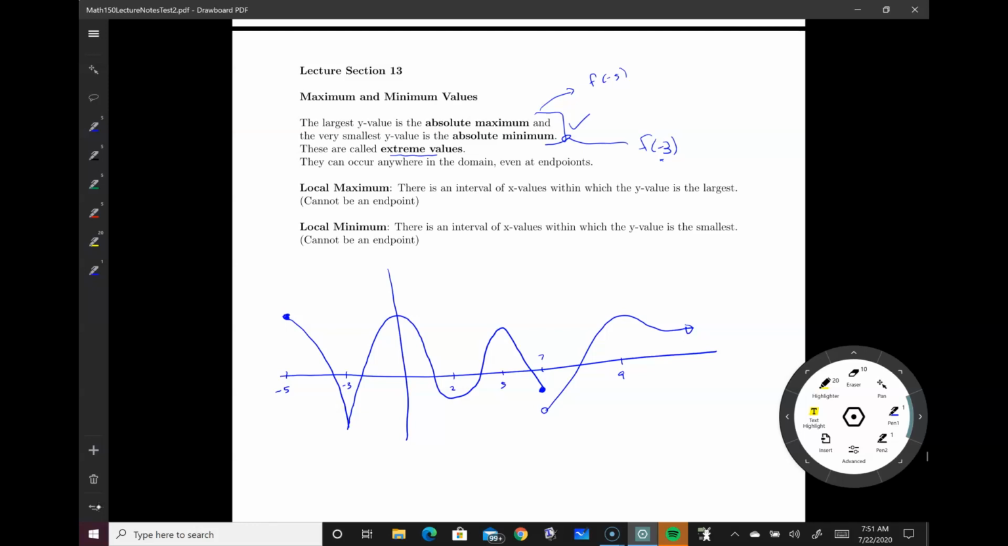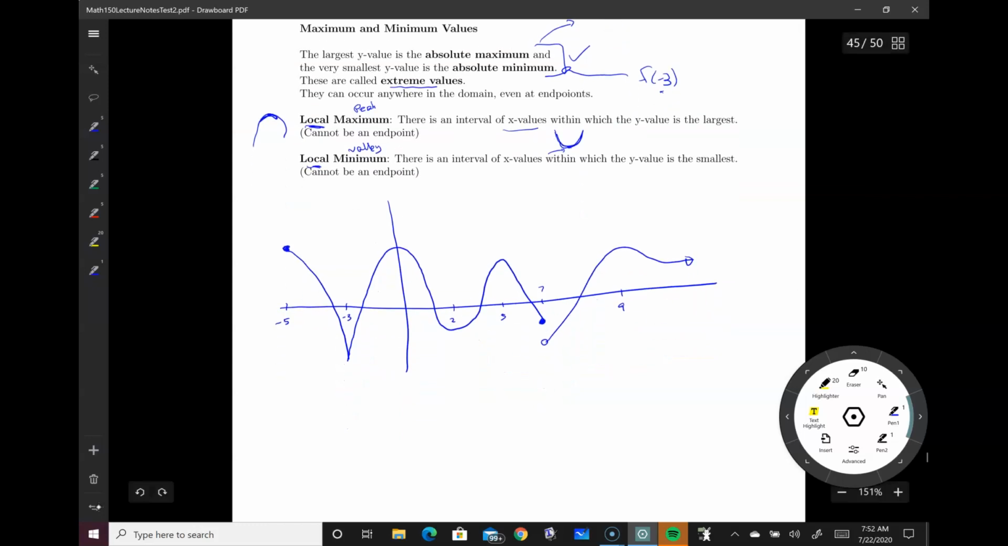These are called extreme values, and sometimes we use the word extrema when we want to say find max and mins. Now local maxes and local mins, what that means is that there is an interval around which, so this point right here, down here would be the local minimum, because there's an area around where that's the lowest. A local maximum would be an area around where that's the largest. So this has to be a peak, and this has to be a valley. It cannot be an endpoint.